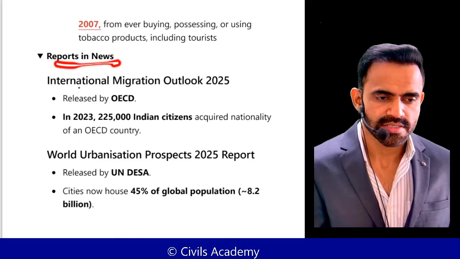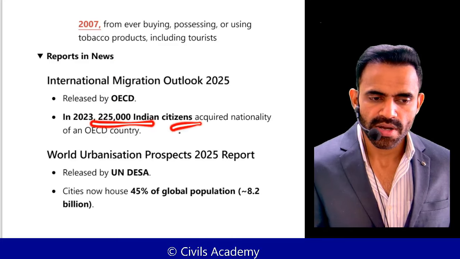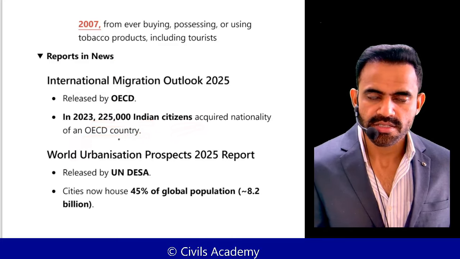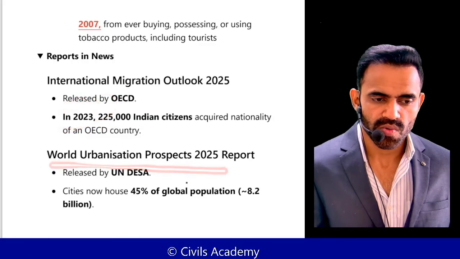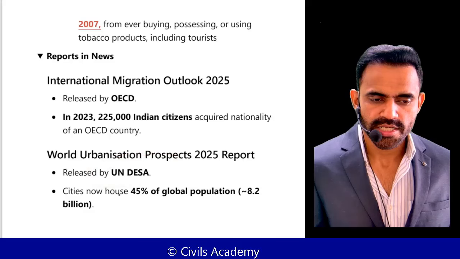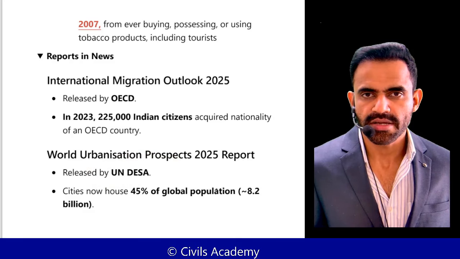Next are various reports. One is the International Migration Outlook. This is released by the OECD. Roughly 2 lakh Indian citizens acquired the citizenship of OECD countries in 2023. Next is the World Urbanization Report. This is released by UNDESA, and roughly 45% of the population now resides in cities.